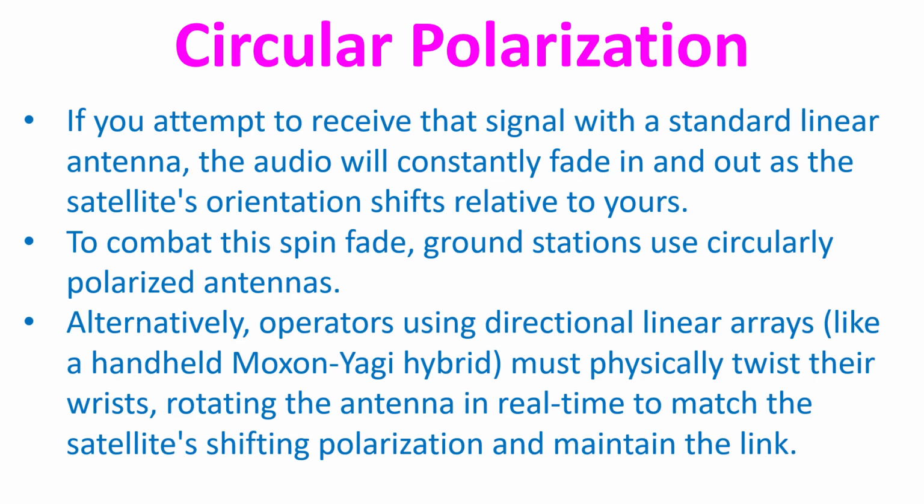To combat this spin fade, ground stations use circularly polarized antennas. Alternatively, operators using directional linear arrays like a handheld Moxon-Yagi hybrid must physically twist their wrists, rotating the antenna in real time to match the satellite's shifting polarization and maintain the link.